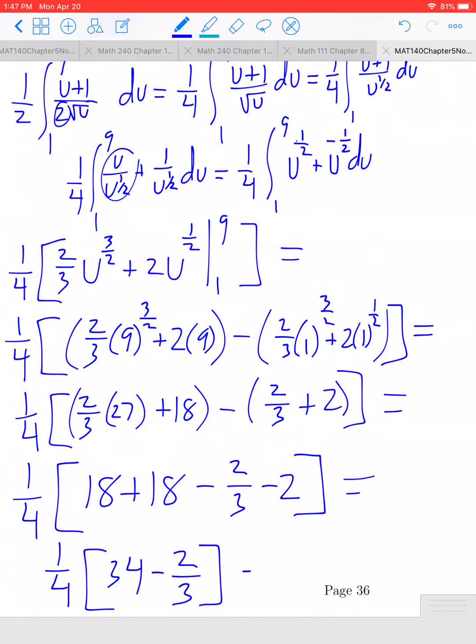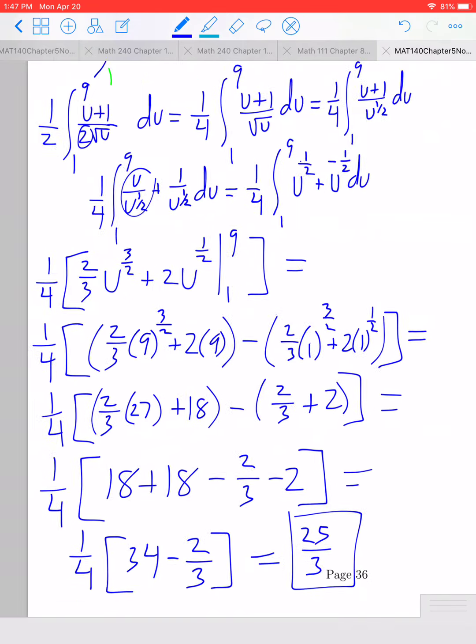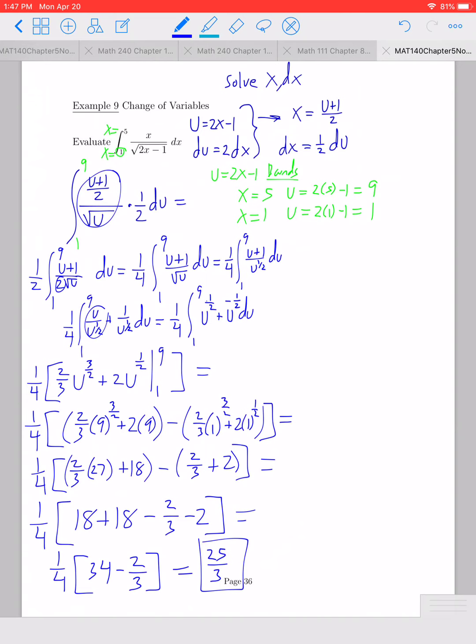Minus 2/3. And I'll leave the rest of this up to you. It's just a little bit of fraction work. If you take 1/4 times 34 minus 2/3, it should work out to be 25/3. So the final answer, the original definite integral from 1 to 5 of x divided by the square root of 2x minus 1 dx should have a value of 25/3.